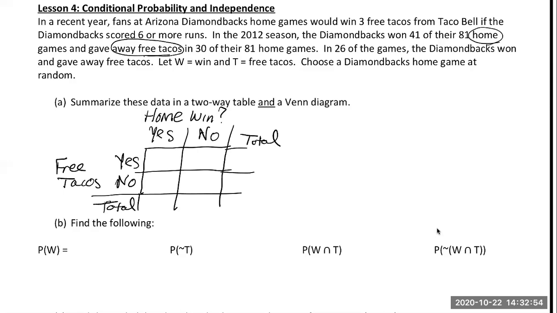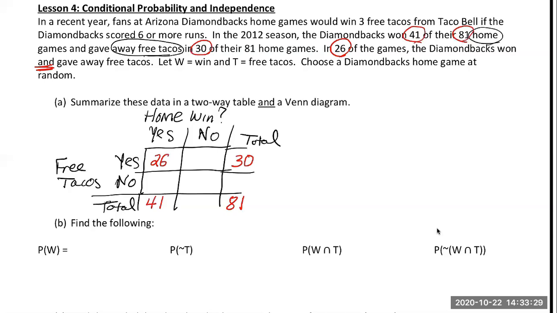All right, so from this information, we have they won 41 of their 81 home games. So they won 41 total home games out of 81 total home games. Next, we have 30 free tacos, so 30 times there were free tacos. And then in 26 games, it was both. So 26 would be the yes and the yes. And there we go, there's our two-way table.